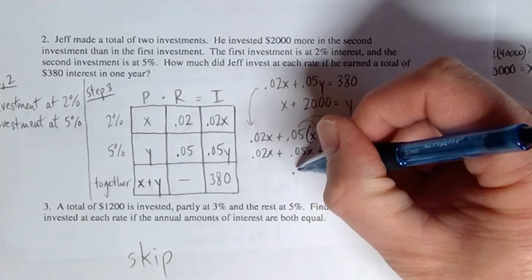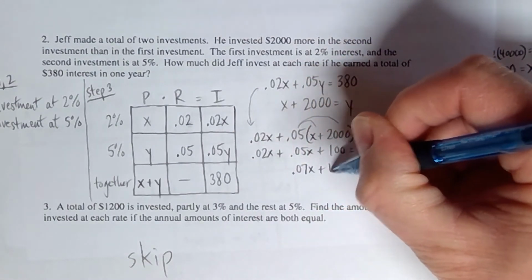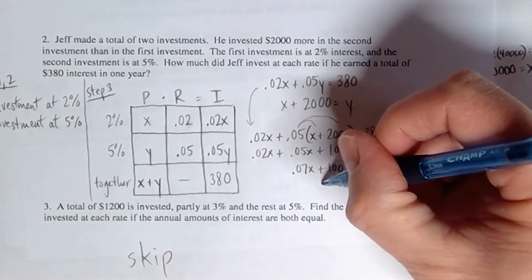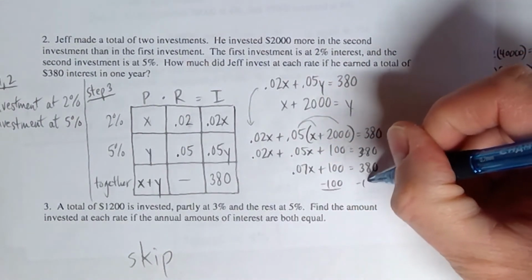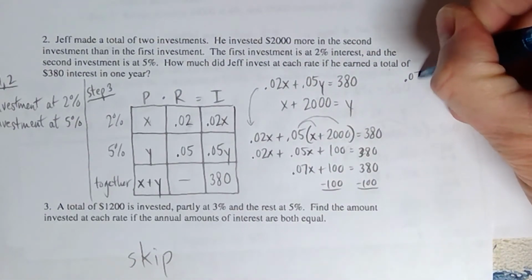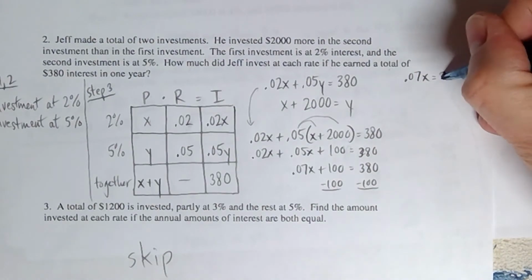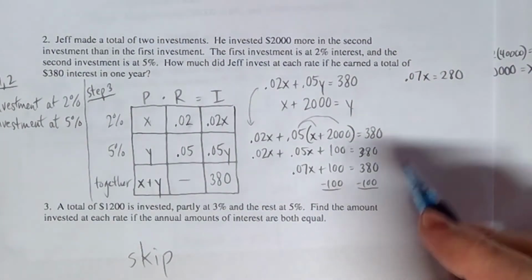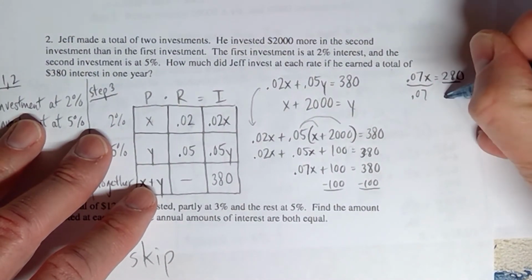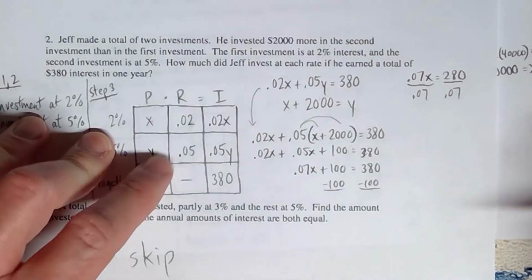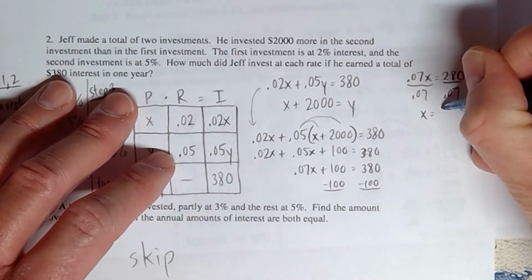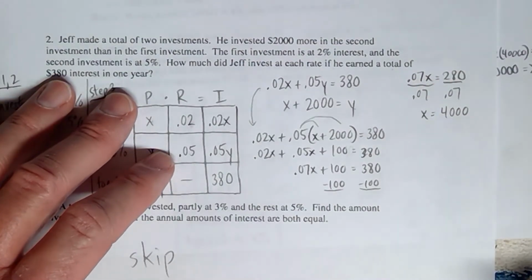After I distribute, I combine like terms. Then I need to get the two constant terms on the opposite side from where the variable term was. So we get 280 on the right-hand side. We then divide out. What is 280 divided by 0.07 in your calculator? That's going to be 4,000.